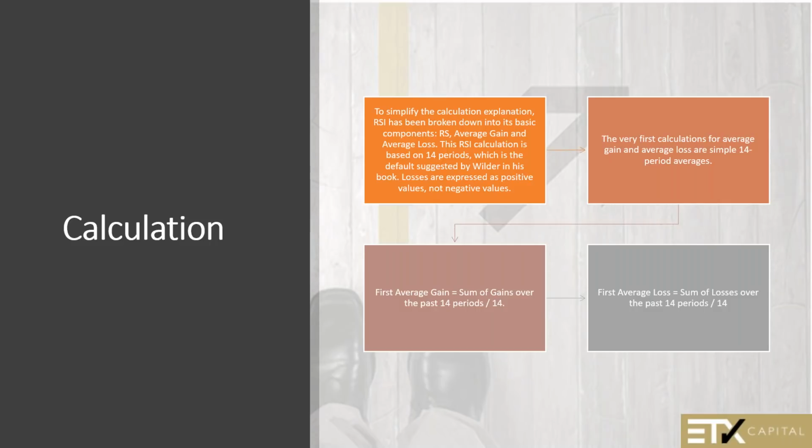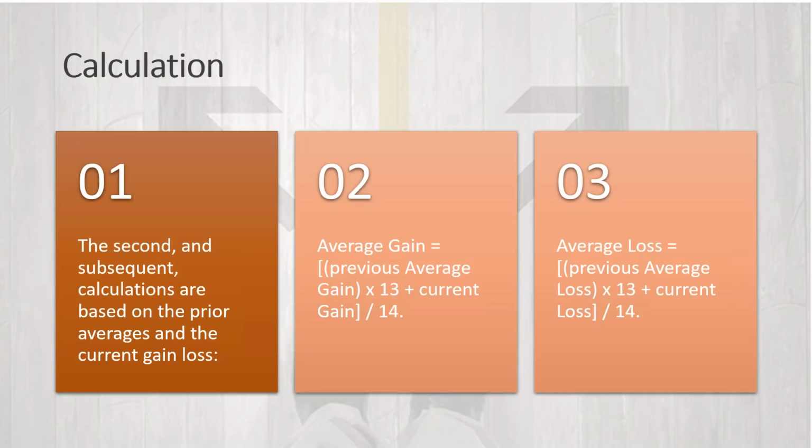So if you're looking at a 15-minute chart or 15-minute candlestick, it would be 14 15-minute periods. If you're looking at a 1 hour chart, it'd be 14 1-hour periods. If you're looking at a 1 day chart, it'd be 14 days. And we call it 13 look-backs and the current. So it's very easy to do the calculations. It just takes a bit of time. The very first calculation for average gain and average loss are simple 14-period averages. The first average gain is equal to the sum of the gains over the past 14 periods divided by 14. The first average loss is the sum of the losses over the past 14 periods divided by 14.